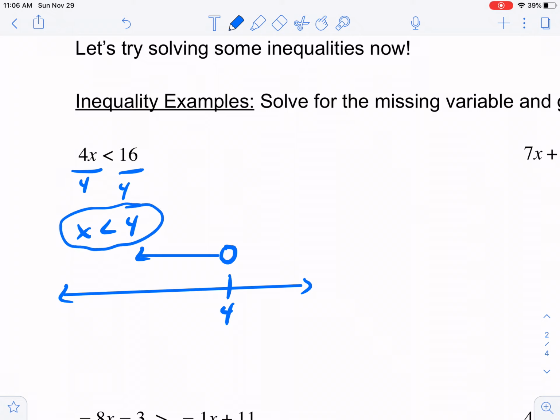Now notice I did an open circle. Why? That means that it actually doesn't include the number. If I did a dark circle, that would mean that the answer would have been x is less than or equal to 4. But that's not the case, is it? No. It is just less than 4. So that's how we show it. Just like this. Number line.